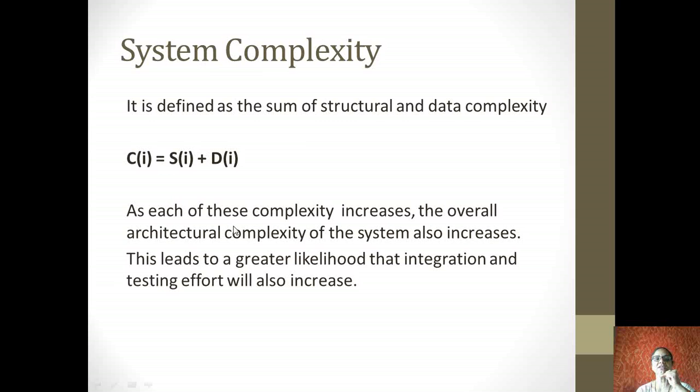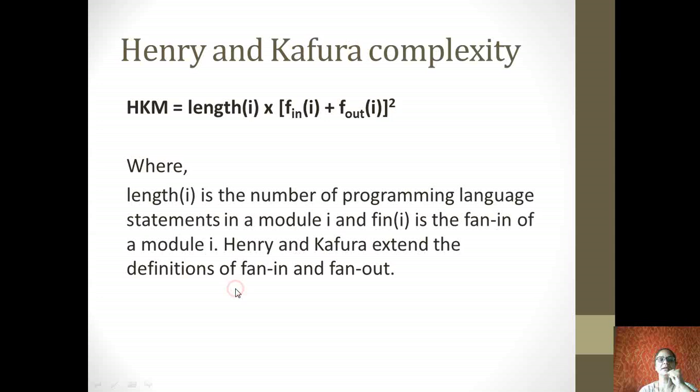Now, if either S(i) increases, the value of C(i) increases, or if the data complexity increases, it increases the system complexity. So an increase in S(i) or D(i) or both will cause an increase in the system complexity. This leads to a greater likelihood that integration and testing efforts will also increase.